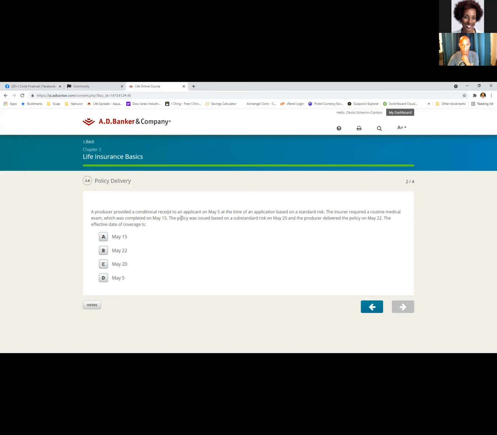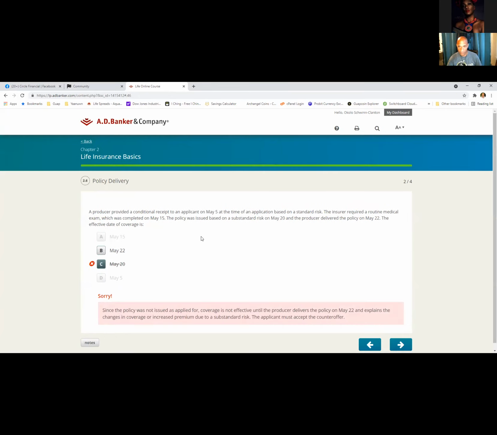Oh, wait, no. The policy was issued based on a substandard risk and they applied for standard. So remember that other question we had, which told us that the conditional receipt is not valid for a substandard risk. The policy was issued on May 20th, and the producer delivered the policy on May 22nd. So delivery doesn't matter. So it'd probably be May 20th. Anyone else agree with my logic? Yeah, the 20th.